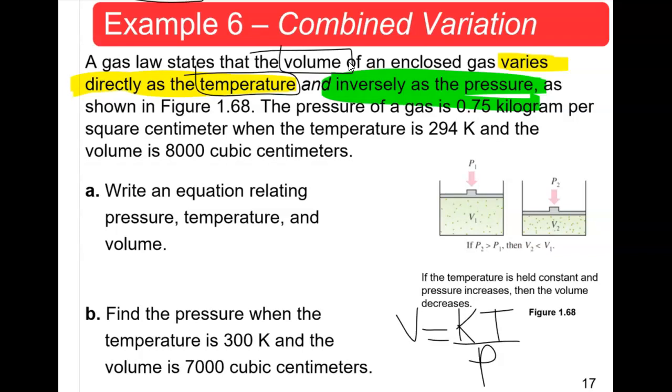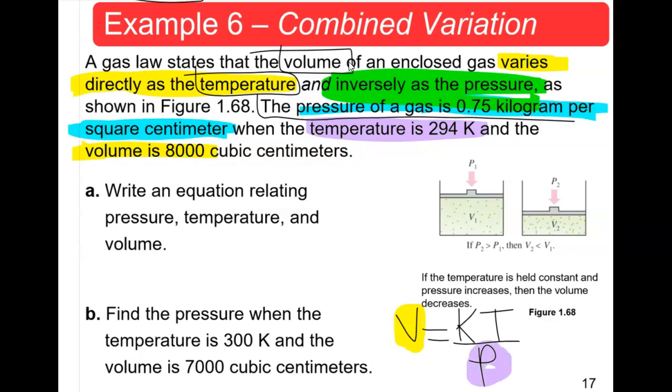So the information provided to us is that the pressure of a gas is 0.75 kilogram per square centimeter. So that will be a unit of pressure. When the temperature is 294 Kelvin degrees and the volume is equal to 8,000. So we're going to substitute volume with 8,000.